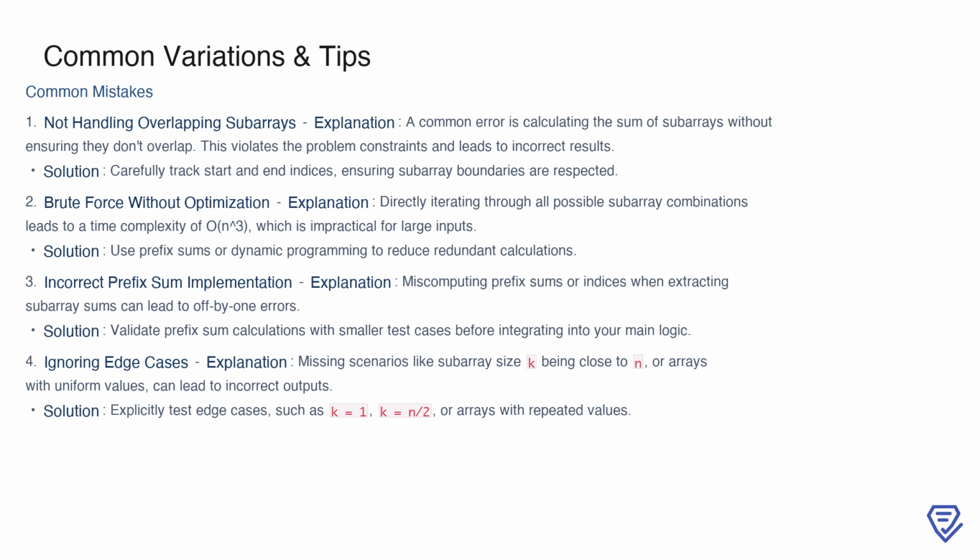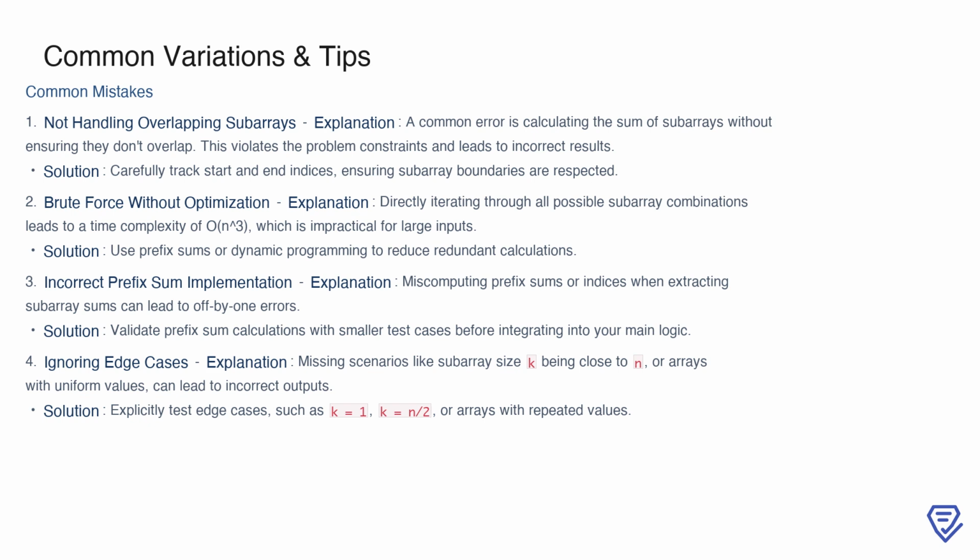Another mistake is using a brute force approach without optimization. Iterating through all possible subarray combinations results in a time complexity of n cubed, which becomes impractical for large inputs. Instead, techniques like prefix sums or dynamic programming can help reduce redundant calculations and improve efficiency. Additionally, errors in implementing prefix sums can be problematic. Miscomputing indices or sums often results in off-by-one mistakes, so it's crucial to validate your prefix sum logic with smaller test cases before fully integrating it.